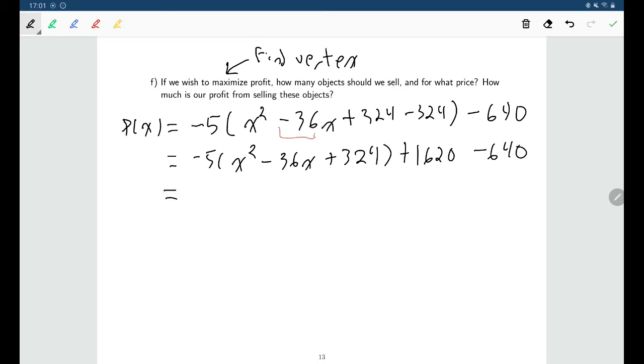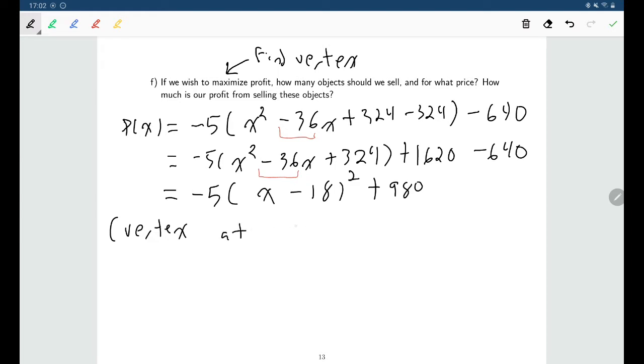And then the last thing for me to do is just to clean things up. Those three terms that I have, x squared minus 36x plus 324, is the same thing as x with half of this coefficient, so x minus 18 squared. And then the last two terms, the 1620 minus 640, that adds up to 980. So that means that you've got your vertex at 18, 980.